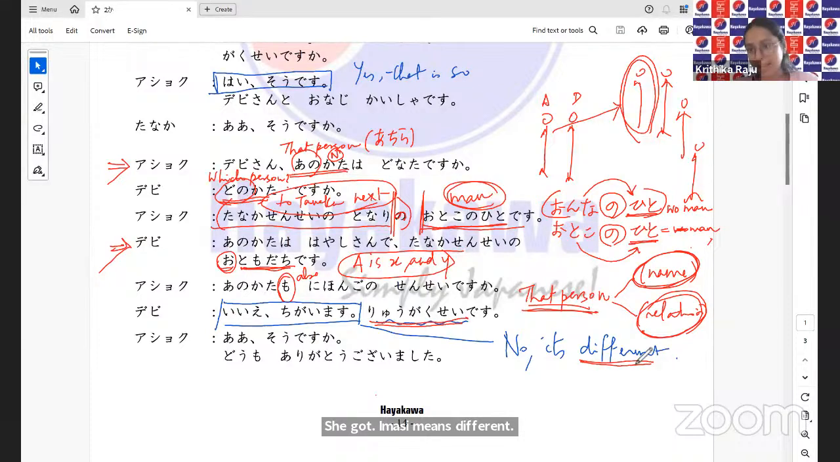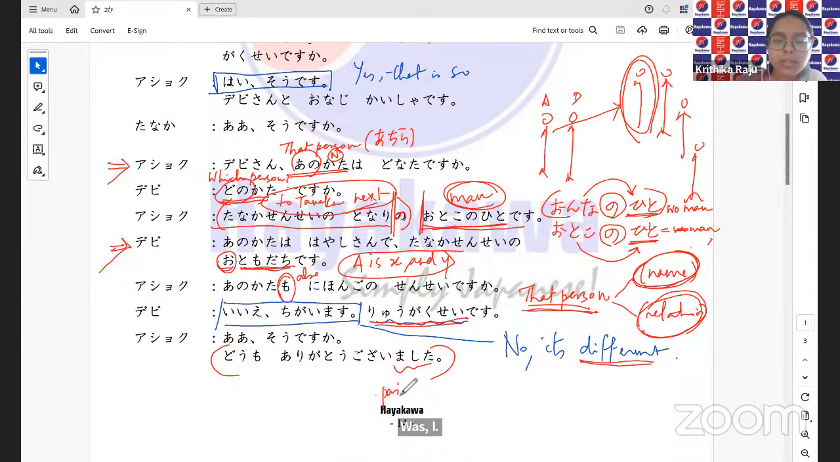Arigato gozaimasu. Chigaimasu. So now Ashok finally says, Ah, so desu ka. You'll find a lot of these exclamations. Ah, oh, is that so? So desu ka. And then what does he finally say? Domo arigato gozaimasu. Mashita. Mashita is just past tense. Don't worry about it too much.